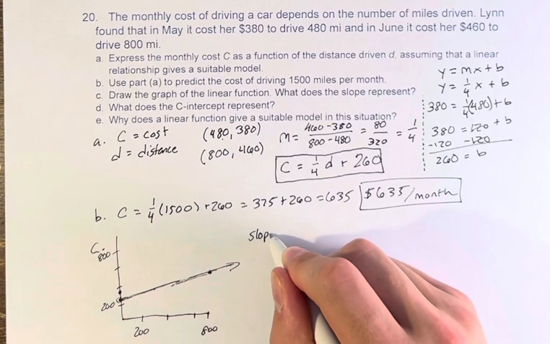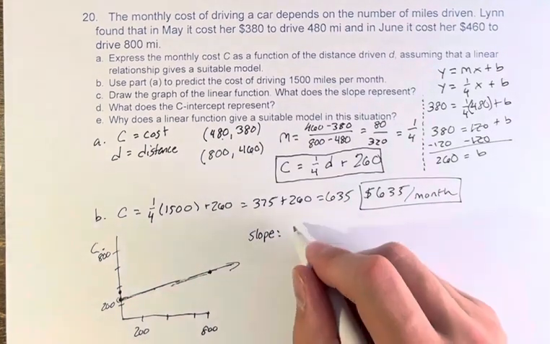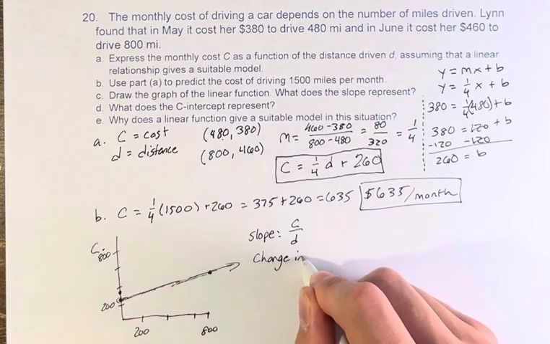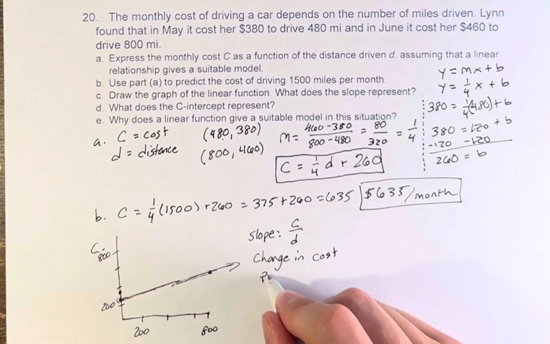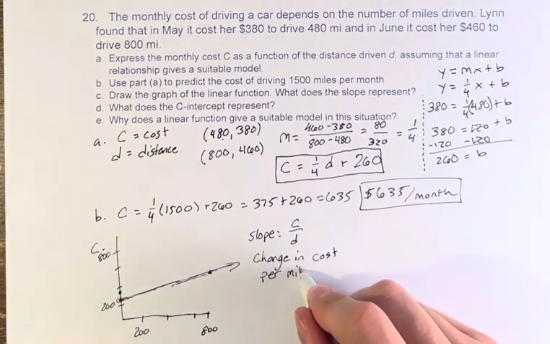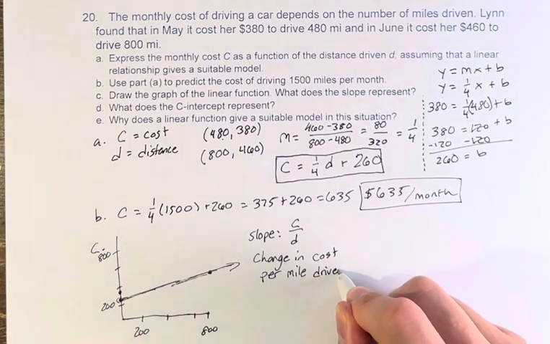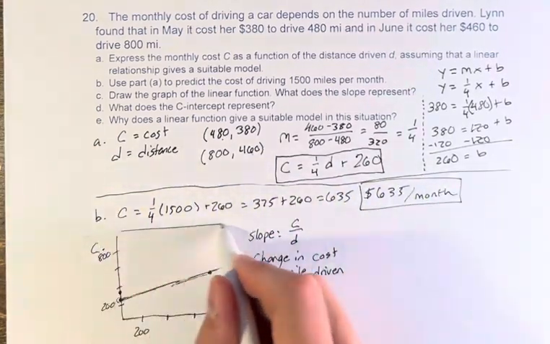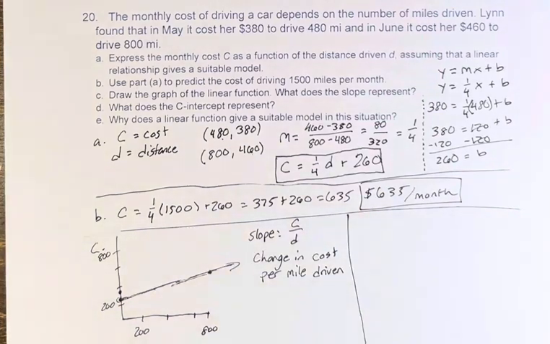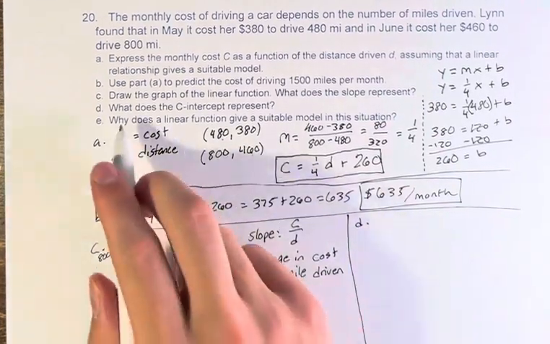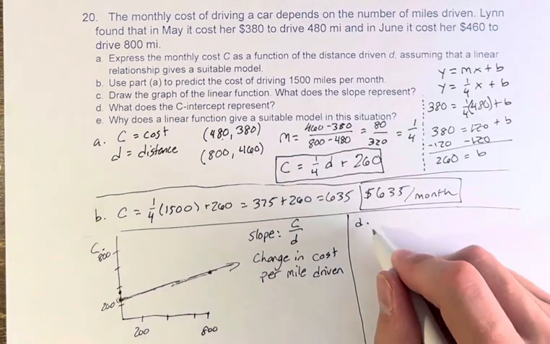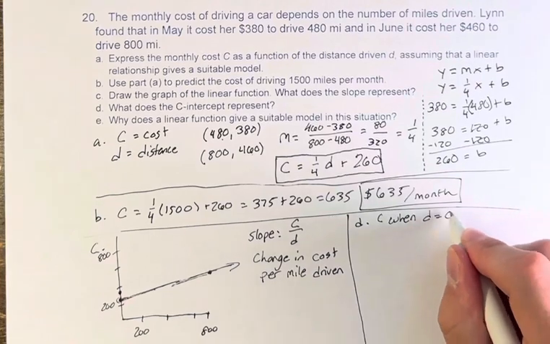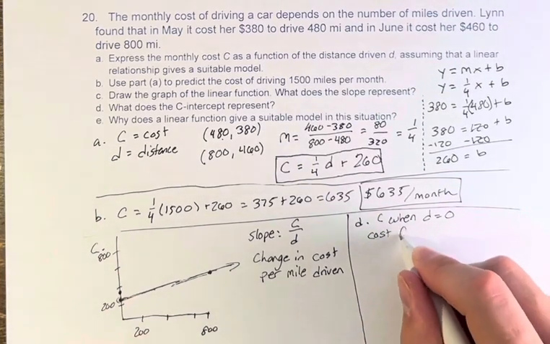The slope represents the rate of change of C over D. So it's the change in C, cost, per D, mile driven. Okay. Separate all these out so we have space. In D, what does the C-intercept represent? It's C when the other variable, D, equals 0. So the cost for 0 miles driven.